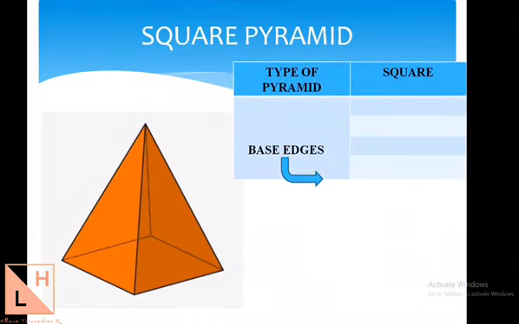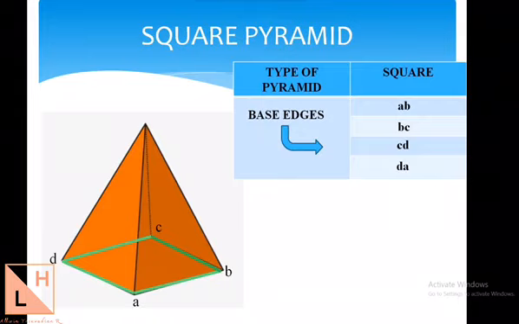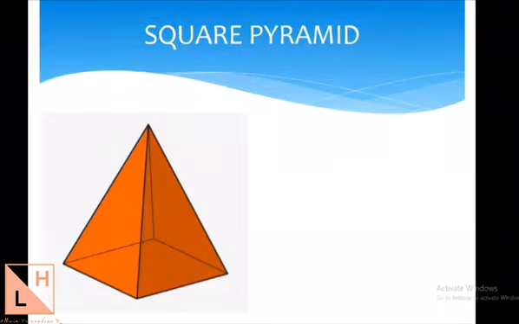As we saw in the prism as well, this is also going to have a base which is going to be made up of a square in case of a square pyramid. So these base edges are going to be AB, BC, CD, and DA. Remember, it is 4 base edges in a square pyramid. If it is a pentagon pyramid, you are going to find 5 base edges. And if it is a hexagon pyramid, 6 base edges. And if it is a triangular pyramid, you are going to find 3 base edges for that particular pyramid.